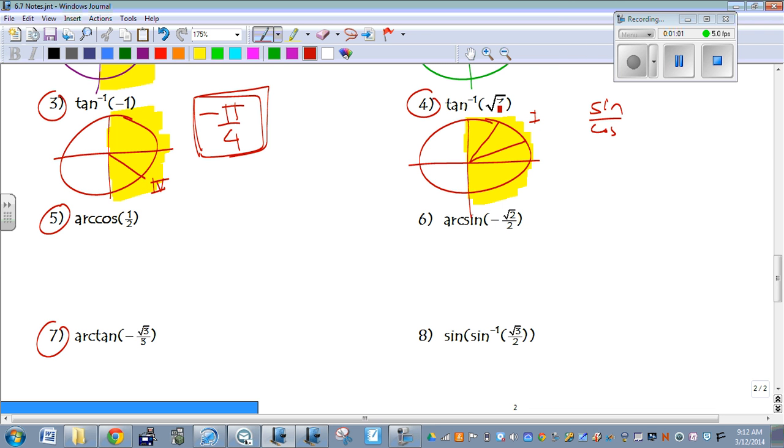Well, in order to get square root of 3 on top, we need to have a sine that's square root of 3 over 2 and a cosine that's 1/2. Because if we divide those, the 2's cancel out, and that's just the same as square root of 3. So the sine has to be root 3 over 2. That's going to be right here at pi over 3.